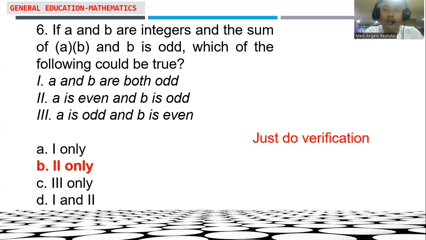Okay? So considering A to be equal to 2 and B to be equal to 1, if we multiply 2 and 1, that represents AB, or A times B, that is equal to 2. You sum it up with 1, that will be equal to 3. Okay, so 2 plus 1 is equal to 3, which is odd. So in this particular case, number 2 is the answer. So therefore, letter B is the answer for this item.